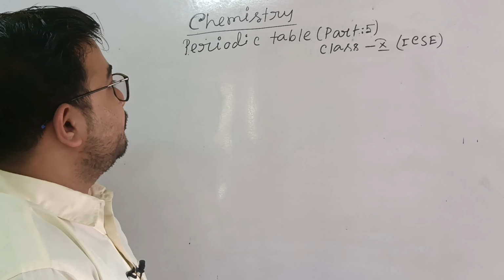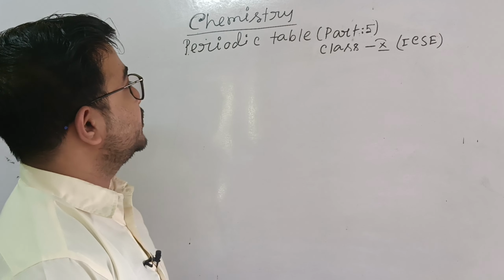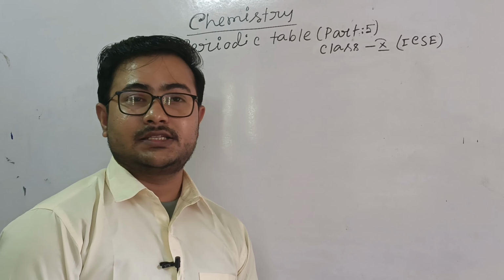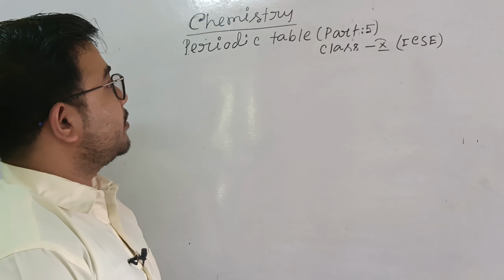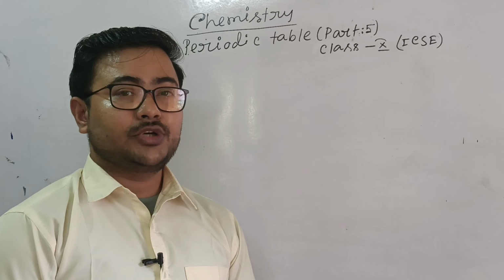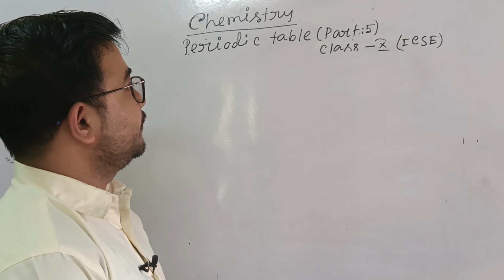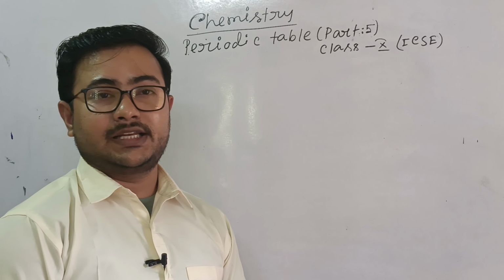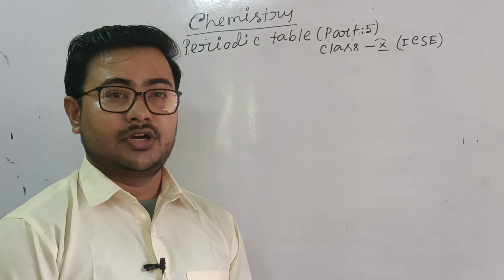Today is part 5 of chapter 1 of ICSE chemistry, periodic table, periodic properties and the variation of the states. Today we will mainly discuss the next topic given in the syllabus, which is metallic character. So let's get started.